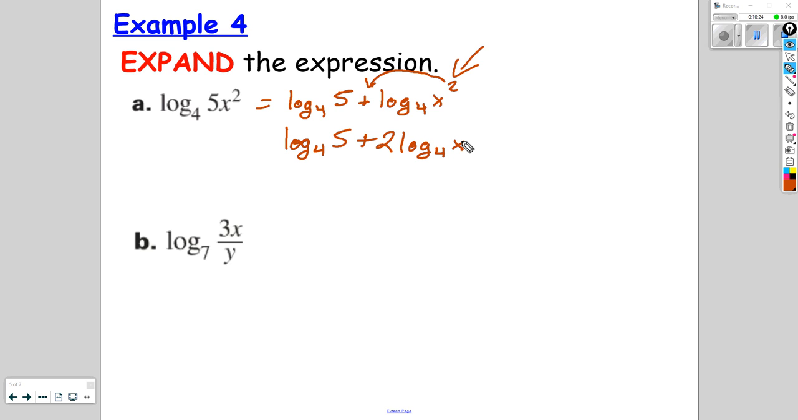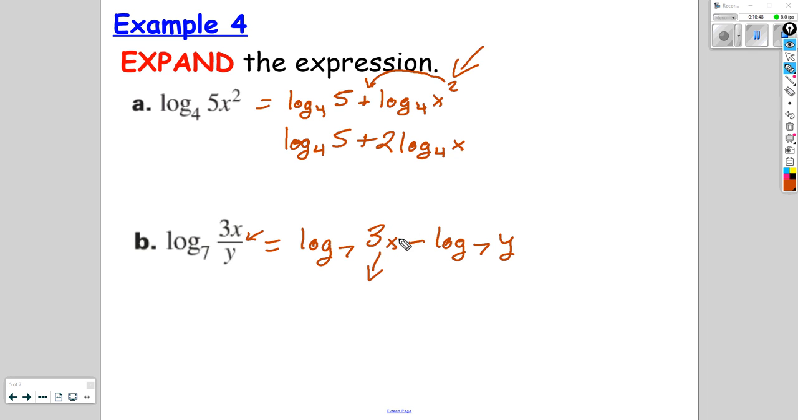In part B, we have log base 7 of 3x on y. So this would be using the quotient property, okay, if we wanted to separate it that way. So that's log base 7 of 3x minus log base 7 of y. Now we're not done yet. We could still simplify even further right here.